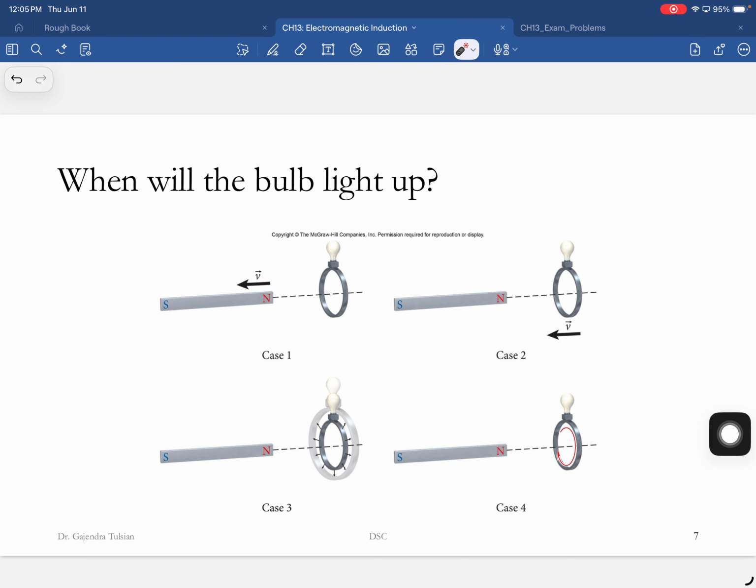So if this was a loop of wire, you could turn it like that, spin it like that, and that would do it too. Here we are changing the area. This one doesn't light up.